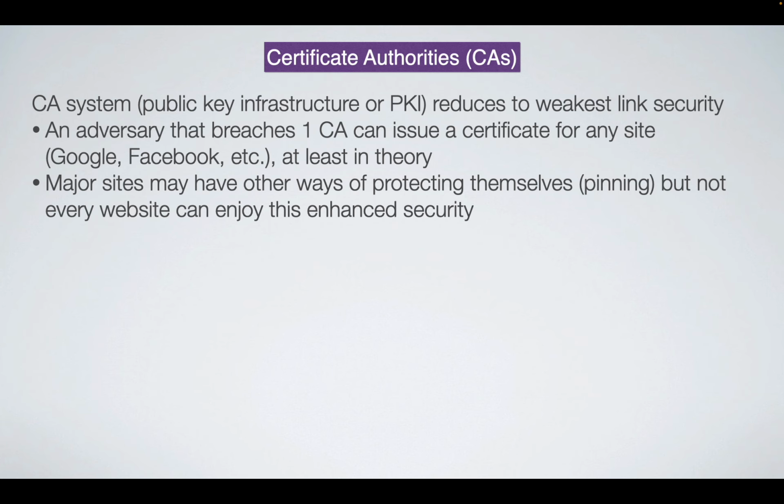Okay, so the CA system, we also call it public key infrastructure, PKI. So PKI is just like Concordia's: you have Concordia and you have their public key. You bind that information together. It's called PKI. It's weakest link. If you can breach one CA, you can issue a certificate for any site.